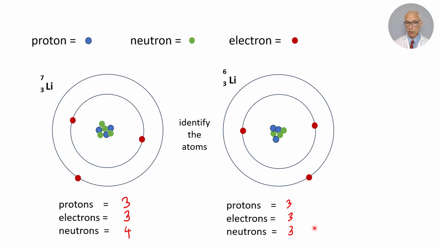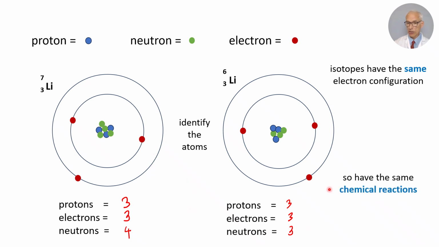Nucleon number, protons plus neutrons, makes 6. Notice the isotopes have the same electron configuration: 2 in the first shell, 1 in the second shell. That means their chemical reactions are identical. So although they have different numbers of neutrons, they have identical electron configurations and therefore identical chemical reactions.